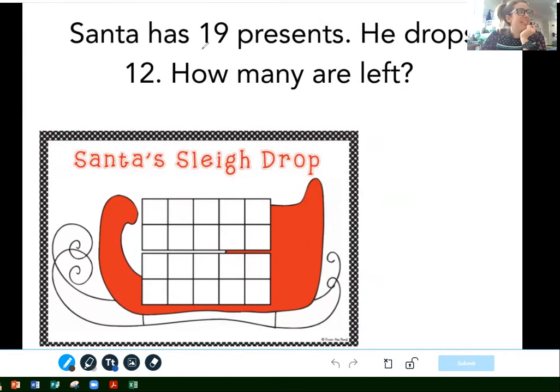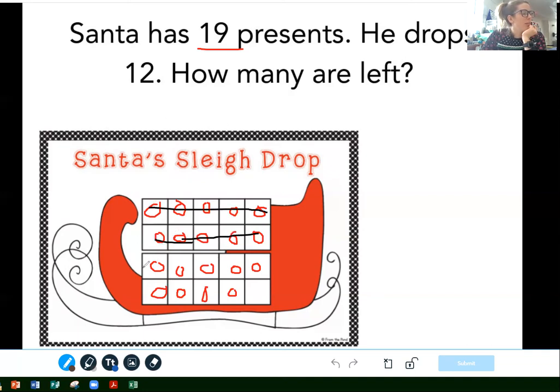Santa has 19 presents. He drops 12. How many are left? So I'm going to draw in 19. That's 5, 10, 15, 16, 17, 18, 19. Okay. He drops 12. So we would cross off 10, 11, 12. How many are left? What do you think? What's our answer? 19 minus 12 is 1, 2, 3, 4, 5, 6, 7.